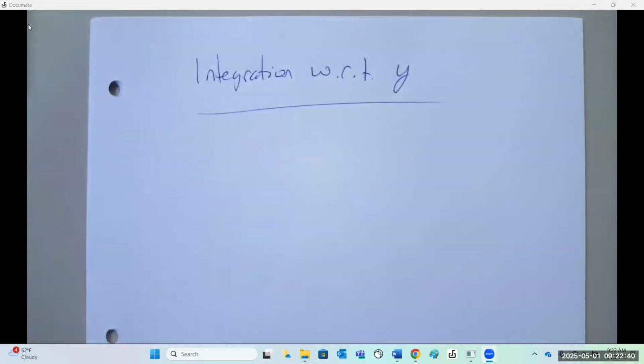We can take the bounds of integration with respect to the y-axis instead of the x-axis.